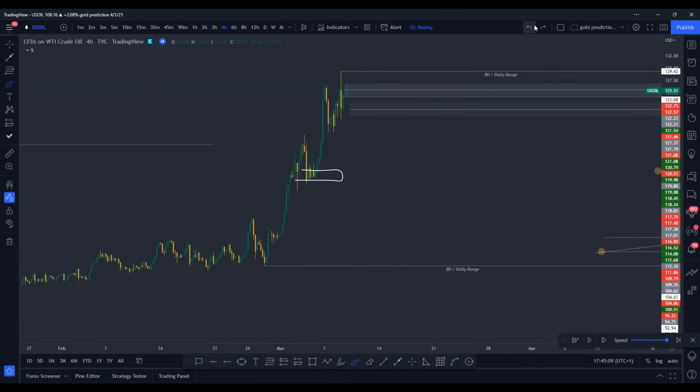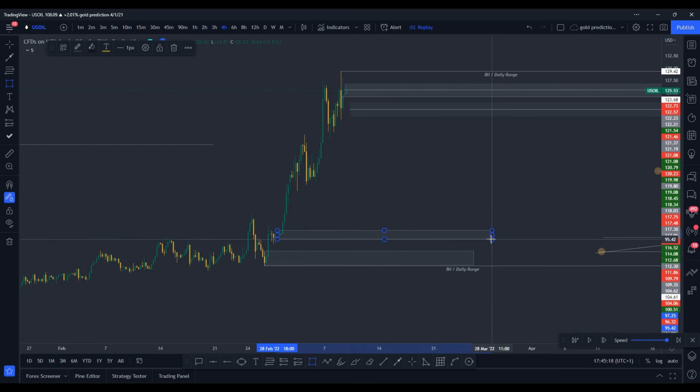We're going to highlight these with a little cube or rectangle tool, whatever you want to call it. We're just going to pull these out. These are also known as supply and demand zones, or POIs, or whatever you know them as. They're all the same thing, as long as you understand what they mean.